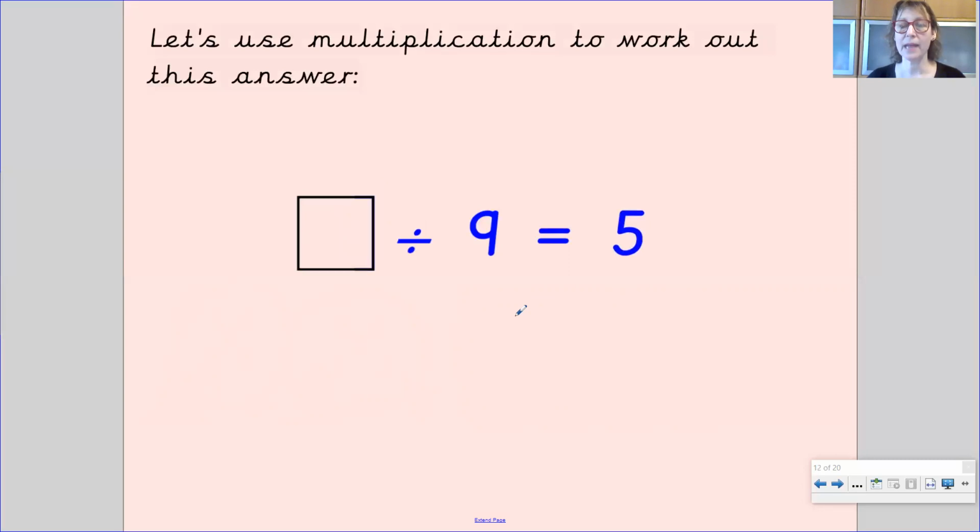And we can do the same again. So pause the video, see if you can work out what number goes in there. Remember, it looks like a division, but what we're actually doing is we're multiplying these two together. So 9 times 5. 5, 10, 15, 20, 25, 30, 35, 40, 45. Not as painful as it looks.